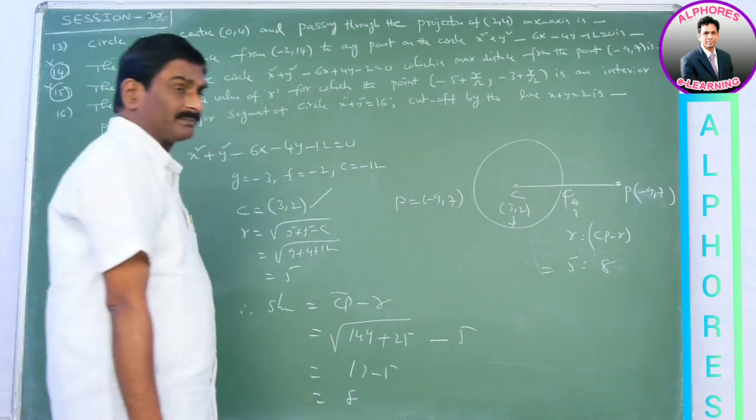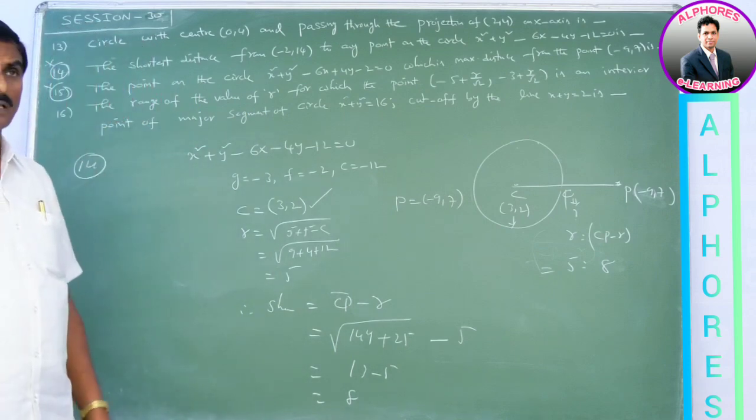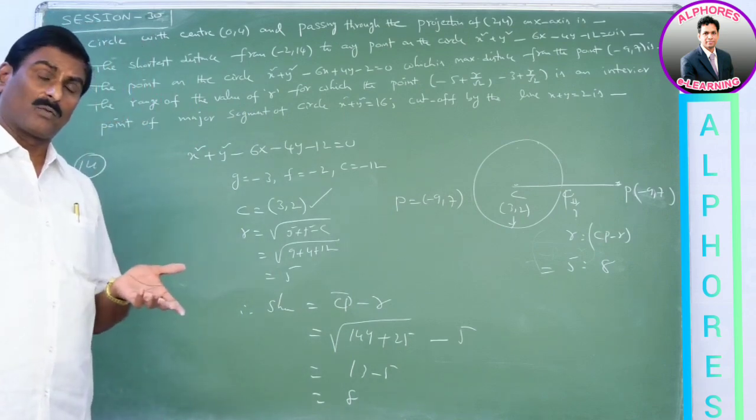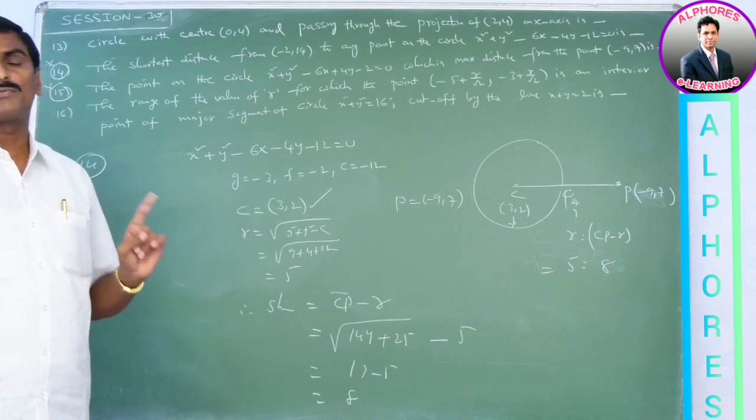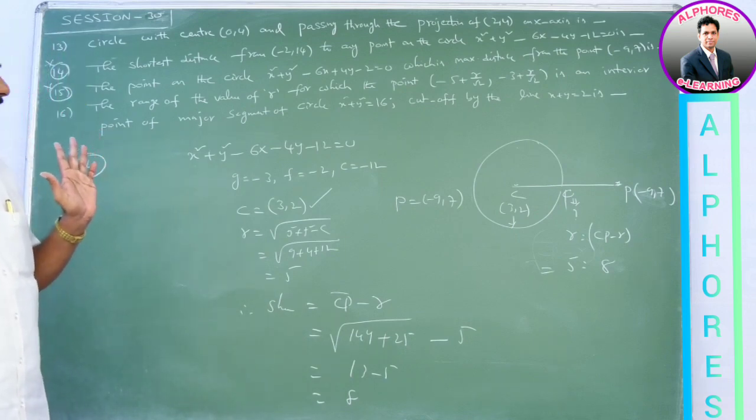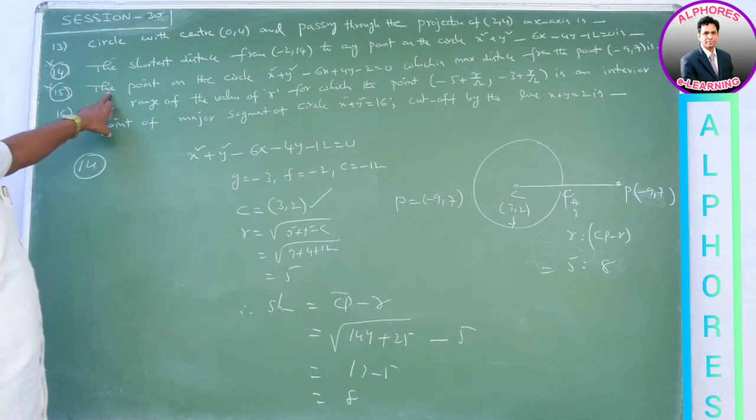Okay. Next, very important model. Shortest distance is CP minus R. For getting the point, we divide the line segment CP in the ratio of R is to CP minus R. Okay.